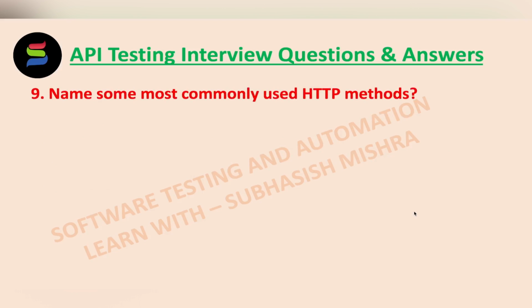Name some most commonly used HTTP methods. We have different HTTP methods like GET, POST, PUT, DELETE, PATCH, OPTIONS, HEAD. GET is basically used to retrieve data from a server. POST is used to add data to an existing file or resource in a server. So, basically POST means add or create. Then we have PUT. PUT is used to update an existing file or resource in a server. So, POST is create, PUT is update or edit.